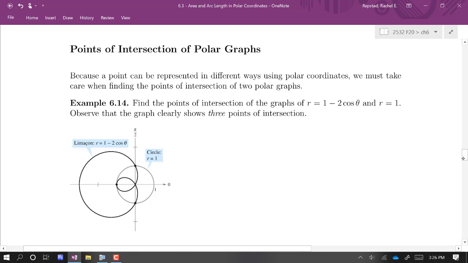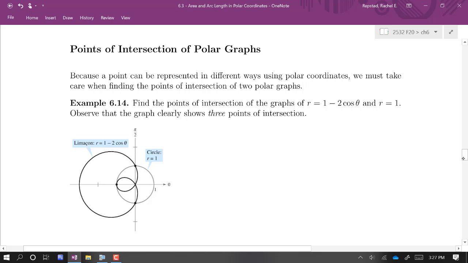Occasionally we may need to find the intersection of two or more polar graphs. And you want to be careful about this. We have algebraic techniques to find an intersection of graphs, right? Generally we say, oh, I'll just solve the system of equations. And that will find some intersection points. With polar graphs, though, you may not find them all just by solving the system of equations. So I want to show you what I mean here.